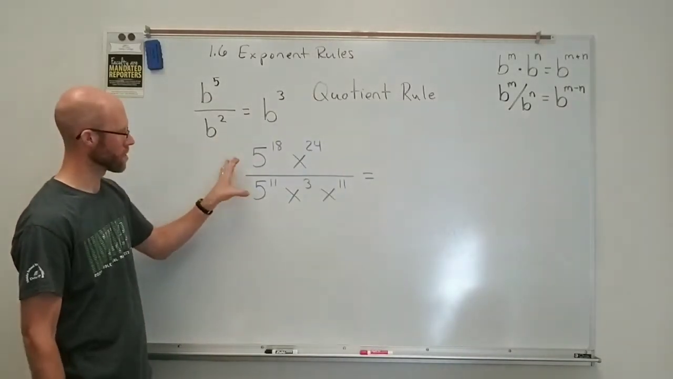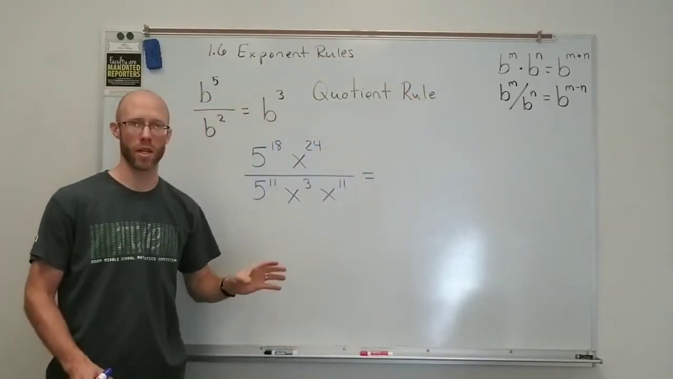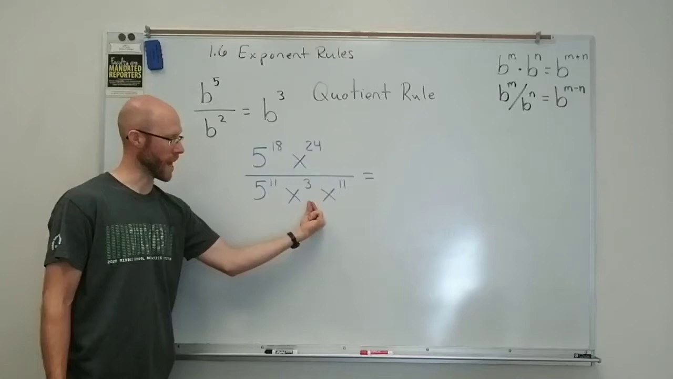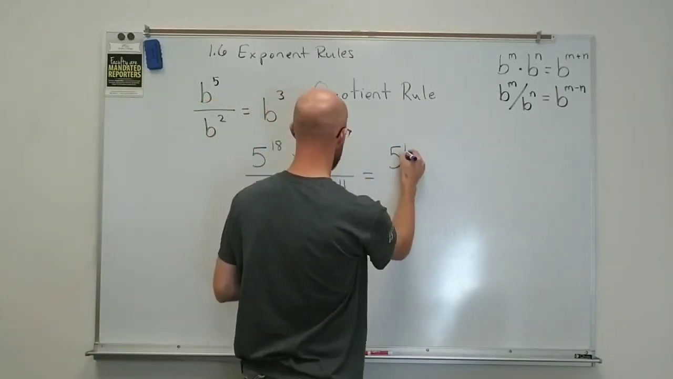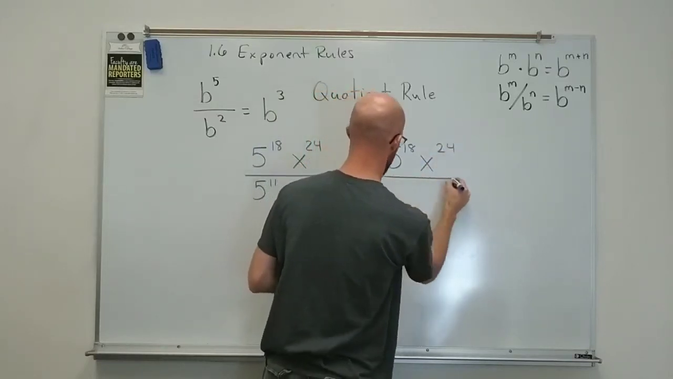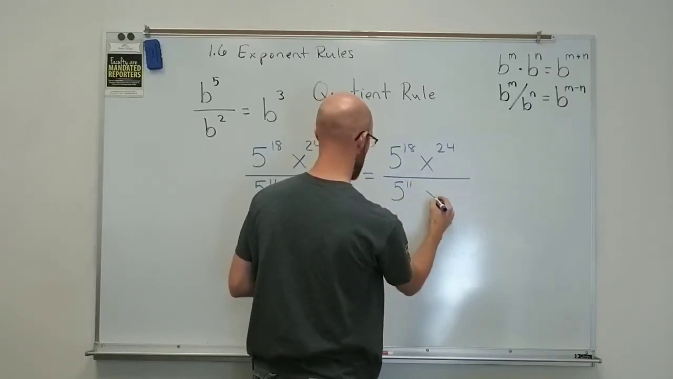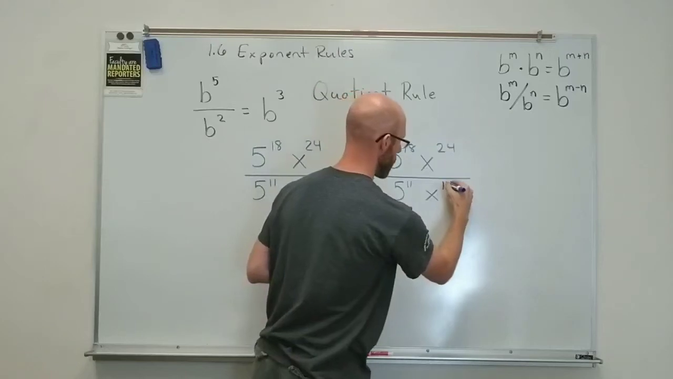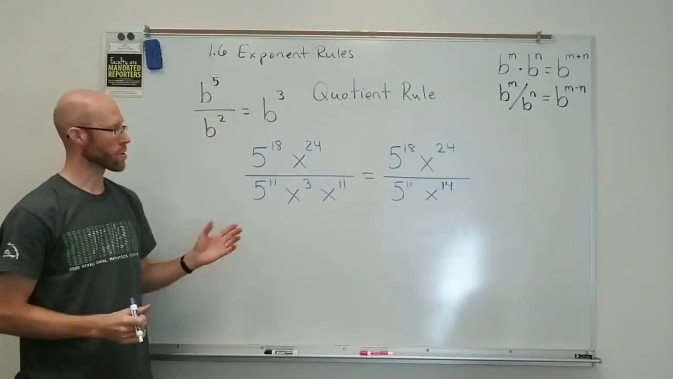Well, let's not worry about the quotient rule yet. Let's actually start with the product rule. We'll just take care of one thing at a time. So look at the x's on the bottom. They're multiplied. I can add the powers together. That will equal 5 to the 18th times x to the 24th over 5 to the 11th. Again, you're going to add those powers. It'll be x to the 14th. Okay? All right, so that works out pretty well.